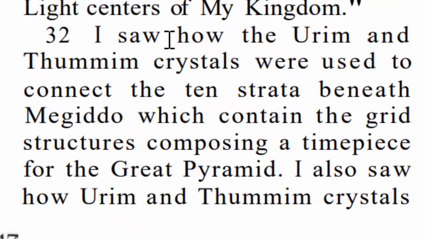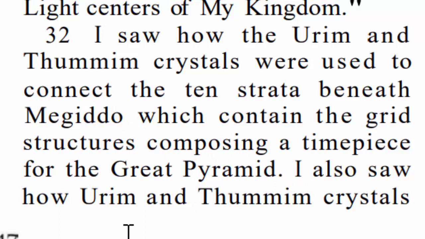Verse 32 says, I saw how the Urim and Thummim crystals were used to connect the 10 strata beneath Megiddo, which contained the grid structures composing a timepiece for the Great Pyramid. So it's composing a timepiece for the pyramid. I thought the pyramid, according to this book, was the timepiece. But it says the crystals were used to connect the 10 strata beneath Megiddo, which contain the grid constructors composing a timepiece for it. So the Urim and Thummim are what's controlling the Great Pyramid.